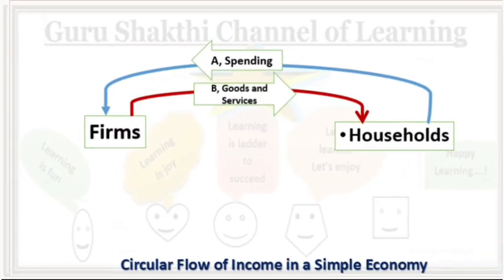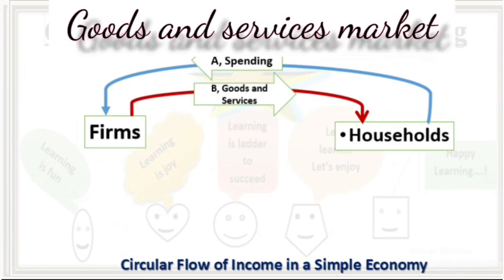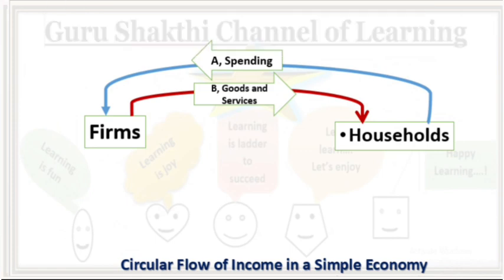Here is another arrow at point B. It is the flow of goods and services. It stands for the products which are flowing from the firms to the households. These two arrows together represent the goods and services market, a market in which buying and selling is going on.